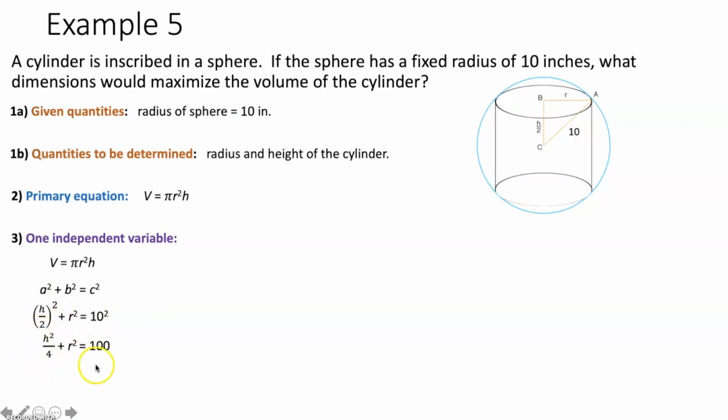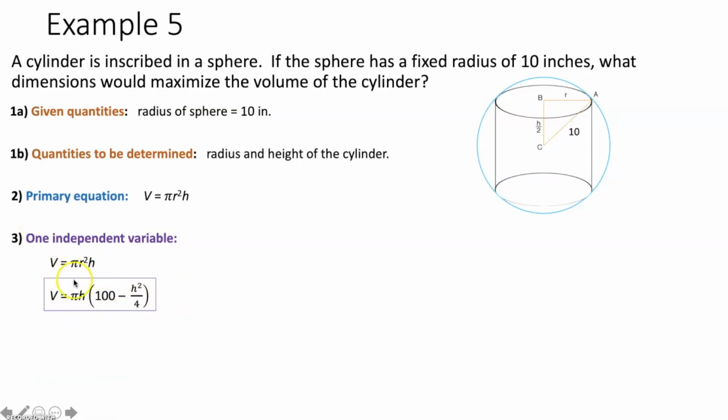And now I have to decide, am I going to solve this for r or h, so that I can take that and plug it in up here? Well, it looks like it would be easier to solve for r. So I'm going to subtract h squared over 4 on both sides, and I have r squared is equal to this. Now I could square root both sides and get r is equal to the square root of 100 minus h squared over 4. Or I can look at my primary equation up here and see it already has an r squared in it. So I don't even have to square root both sides. I can just take 100 minus h squared over 4 and plug that in for r squared in the volume formula here. Now I have my primary equation with one independent variable.